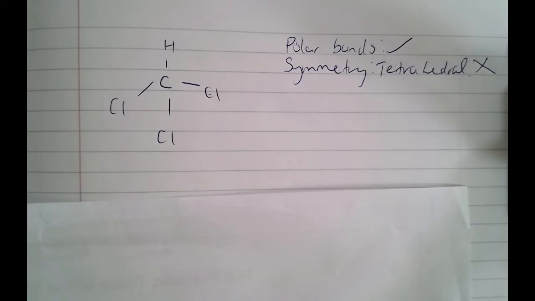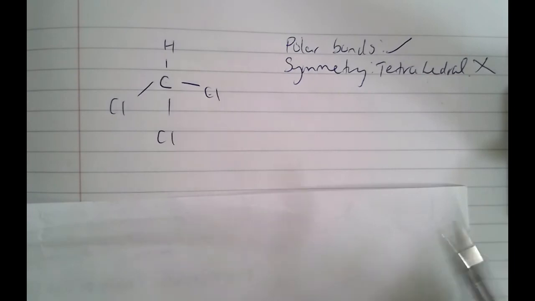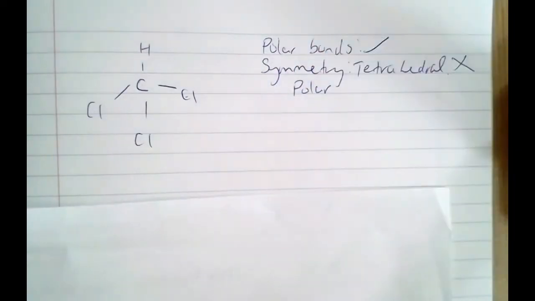Okay, so it's not perfect symmetry. It's only going to be perfect symmetry if you've got a symmetrical shape, so linear, trigonal planar, tetrahedral, octahedral, and all of the bonds are the same. In this case, I've got a symmetrical shape, but the bonds are not all the same, so I do not have symmetry. If I've got polar bonds and I don't have symmetry, it's going to be polar overall because the dipoles won't cancel.